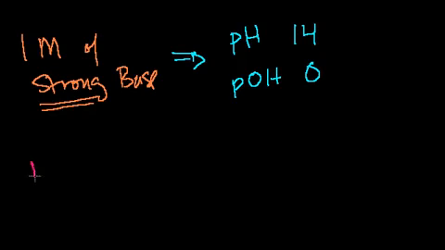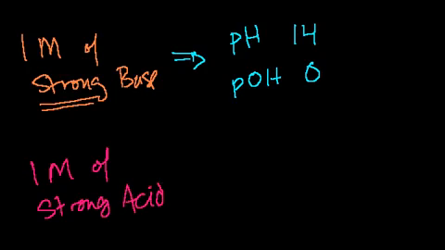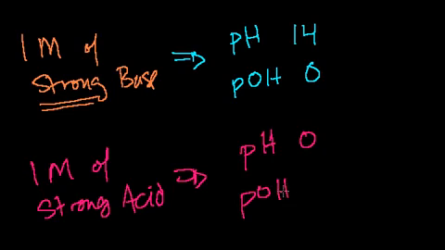If you have 1 molar of strong acid, if someone says that they have something with a pH of 0 that they would like to maybe throw at you, you should decline, because it'll probably hurt your chances of, well, anyway. So let's say you have 1 molar strong acid. It's a pH of 0 and a pOH of 14.